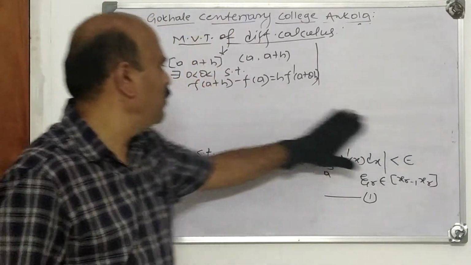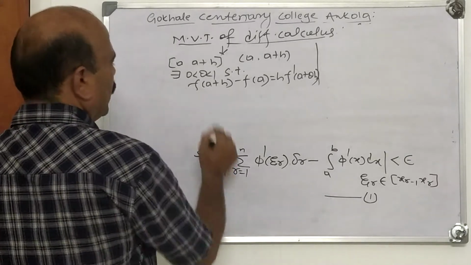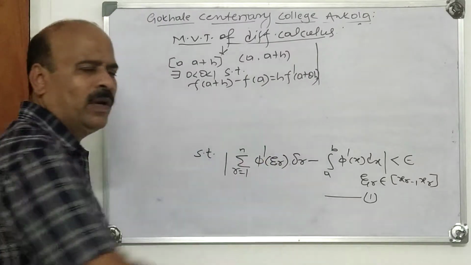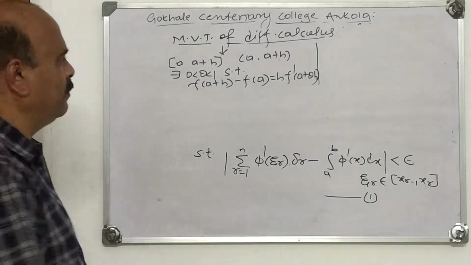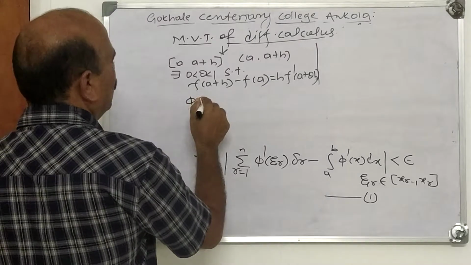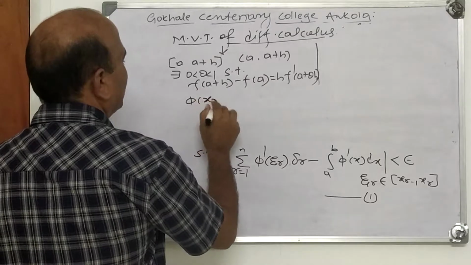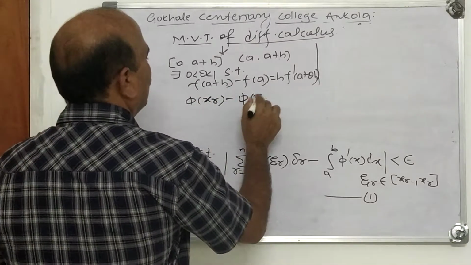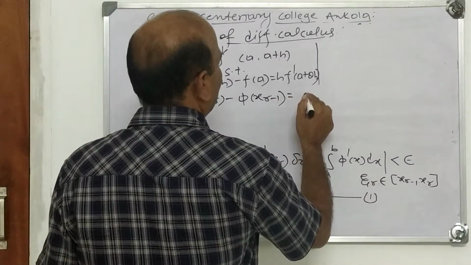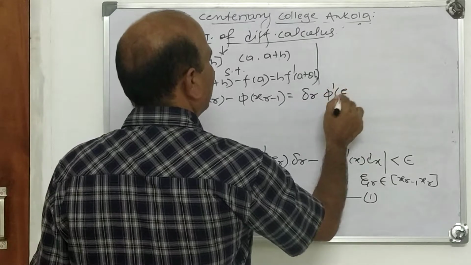Now by the second form of the mean value theorem, what do you get? We apply that second form of the mean value theorem to function pi. We get pi of xr minus pi of xr minus 1 is delta r into pi dash xi r.